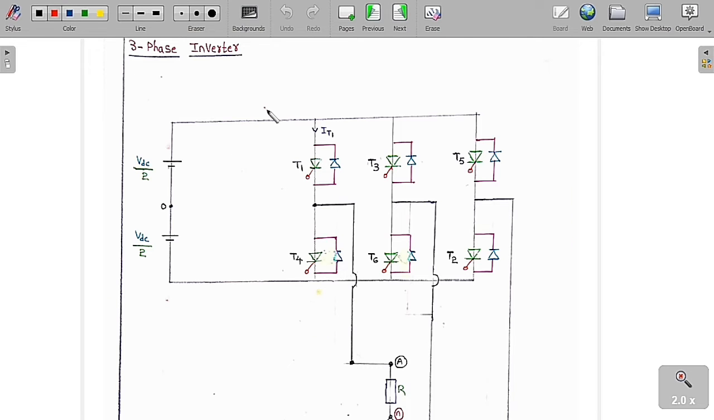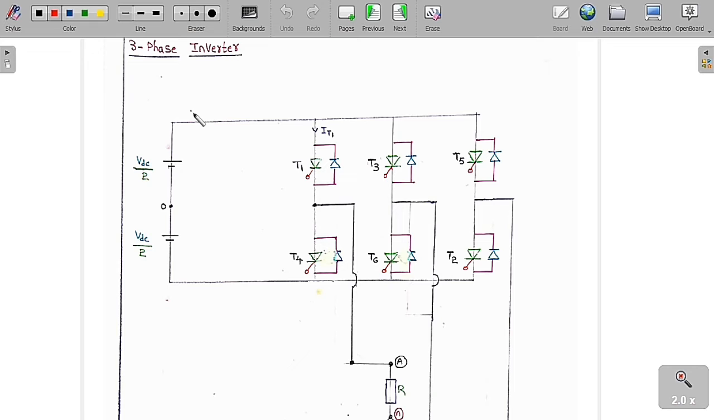Now we are going to discuss the 3-phase inverter. In the 3-phase inverter, we are going to study 2 important modes of operation. One is the 180-degree mode of operation and the other is the 120-degree mode of operation. 3-phase inverter means basically we are going to convert a DC supply into a 3-phase AC supply.